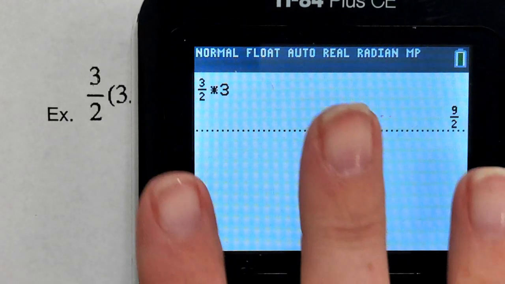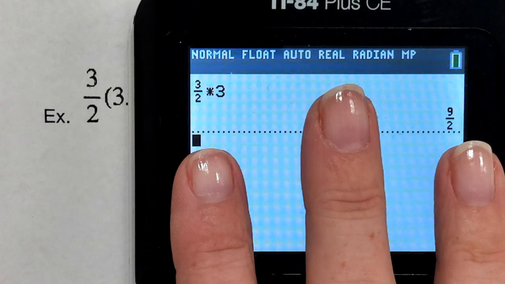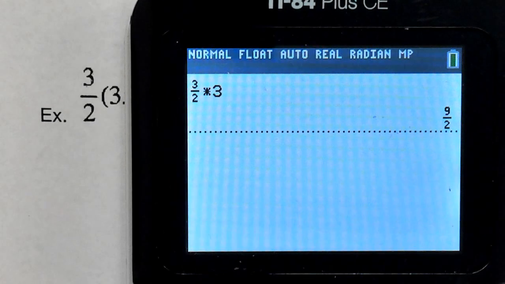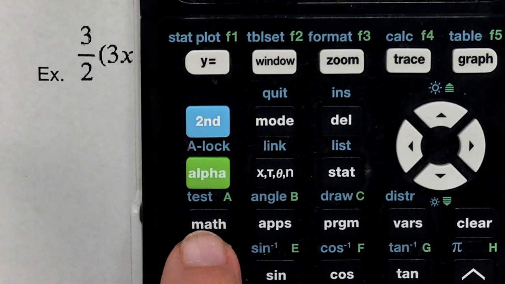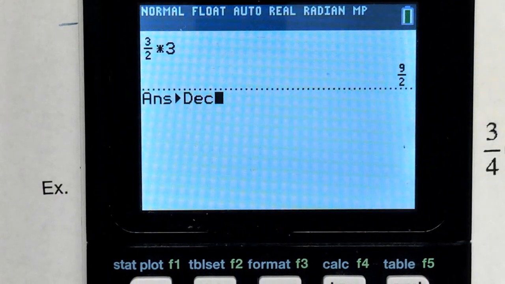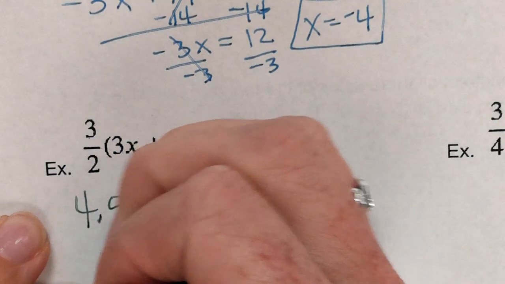Can I change it to a decimal? Yes. Okay, well, I already know what 9/2 is, right? Because 8/2 is 4, and then it's just another half, so 4.5. But if I don't know that, math. Now what? Decimal enter. 4.5x.